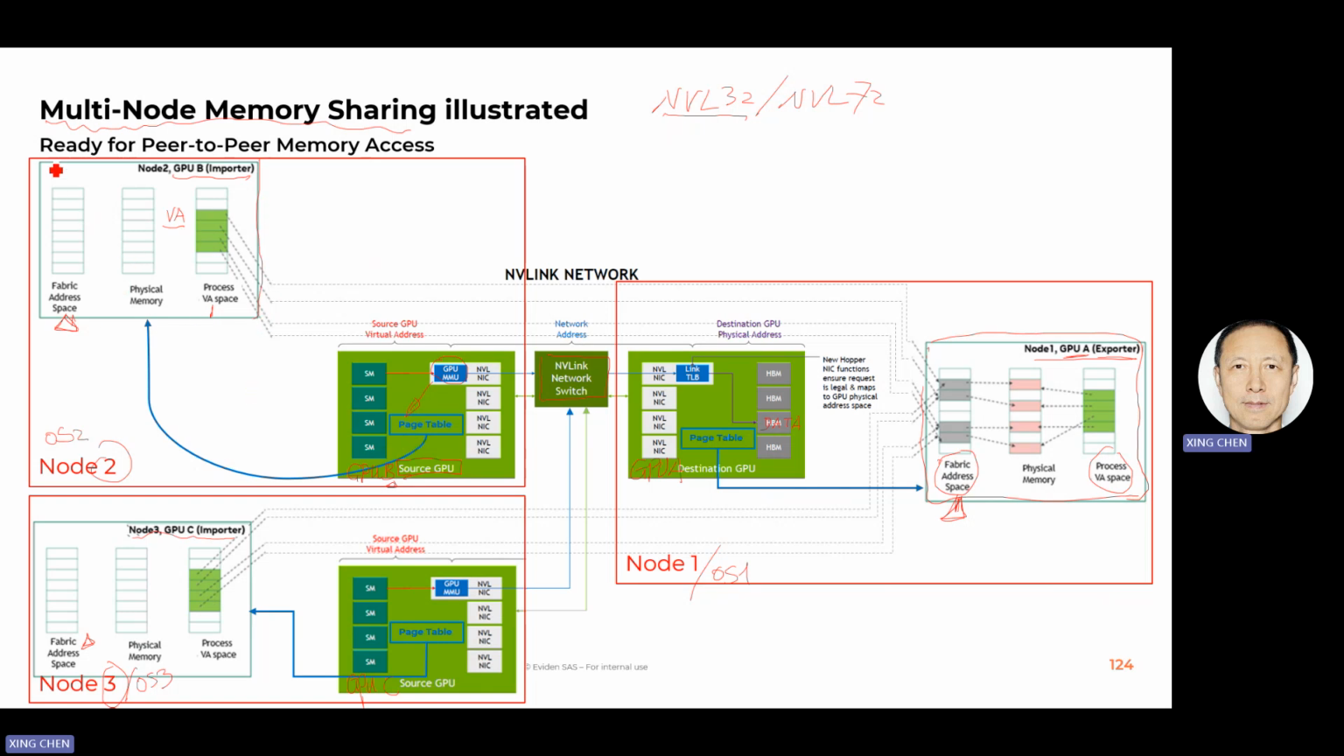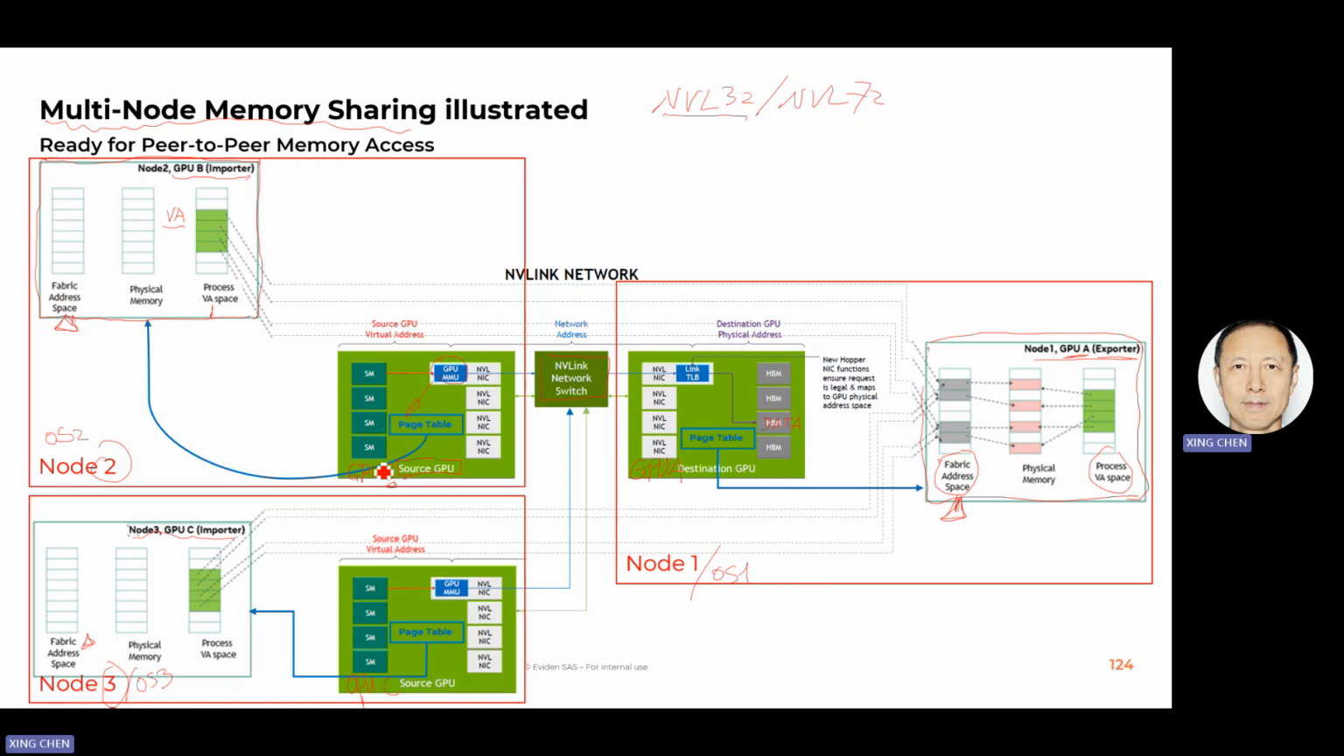We need to understand this page table is a piece of data stored in the GPU's memory. Most of the time, it's a kind of high-speed memory. It's a piece of data stored inside this GPU. It has been zoomed in to make things clear.